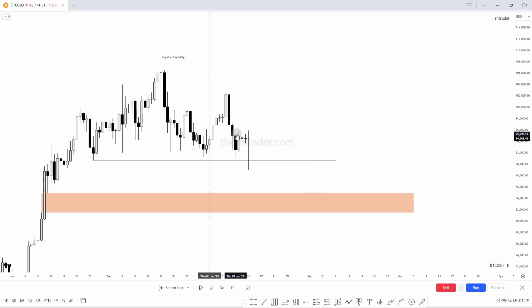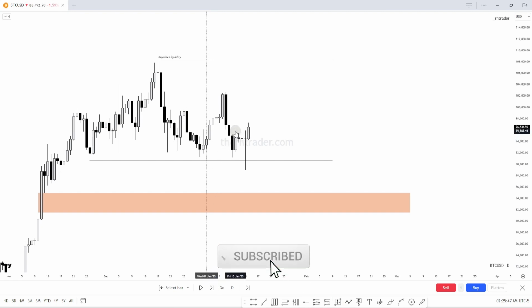And once price would break above this short-term high, because you don't need the concepts to get this low, you just need to wait for price to break above a short-term high. And it did right here. And this would be your signal to go long and target buy side liquidity.